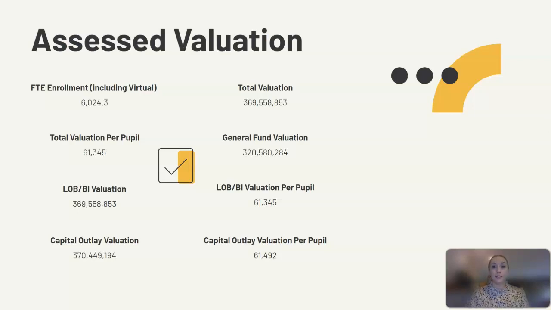This relates to the taxable value of properties. So within this slide, you can also see the LOB or the line of business values. These are the values that are typically tied to serving a specific need or a specific purpose within the district. So sometimes you'll hear people talk about the line items or things like that. This is where some of that comes from.